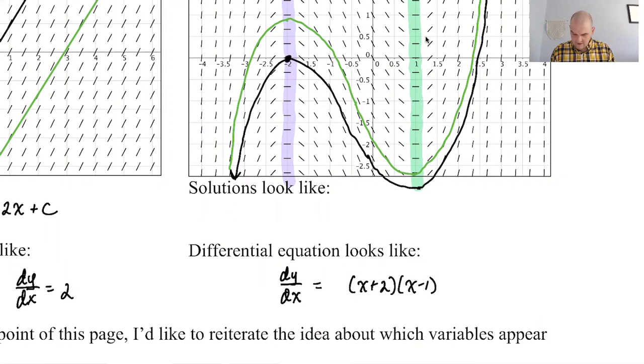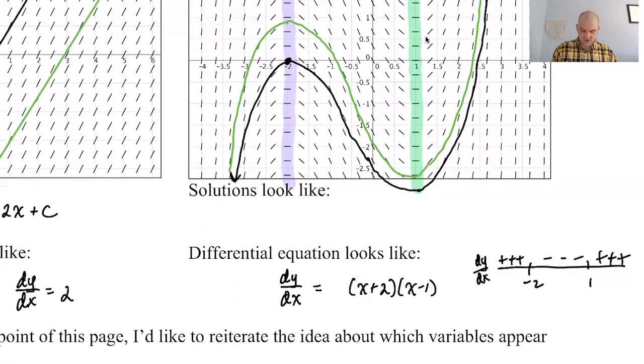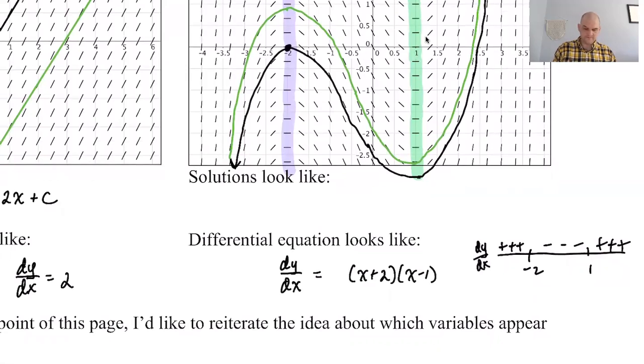If I think about it as it's currently constructed, with negative 2 and 1, that would be a quadratic. The differential equation represents a quadratic that opens up. So for dy/dx, it's going to go plus, minus, and then plus. Look at the slope field, and you can see that the solutions are increasing until you get to negative 2, decreasing after, and then increasing after 1. So I think that this could be our differential equation.